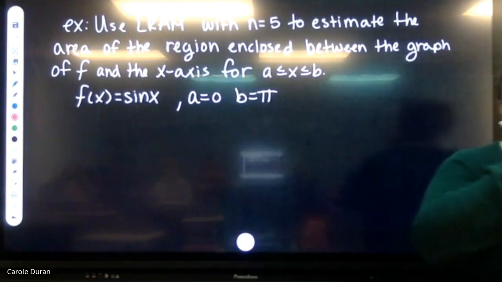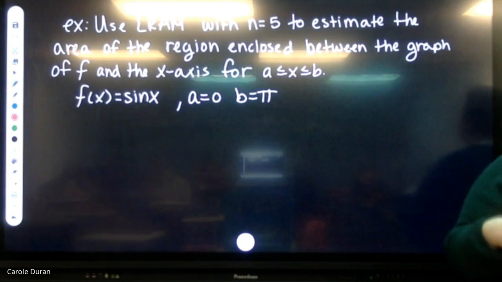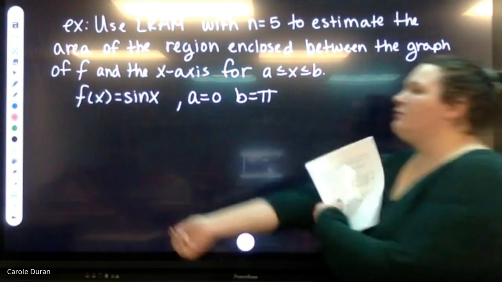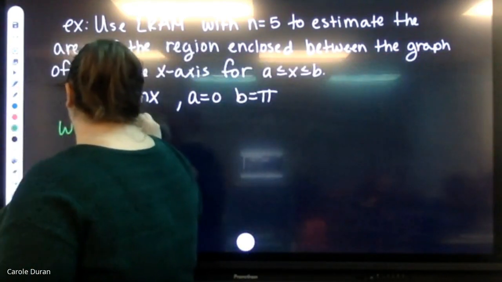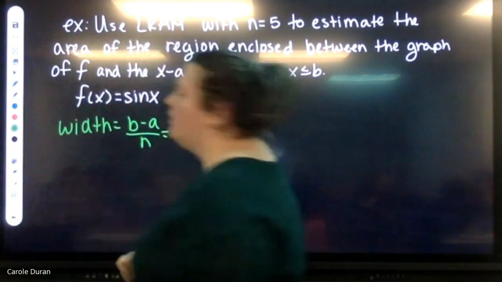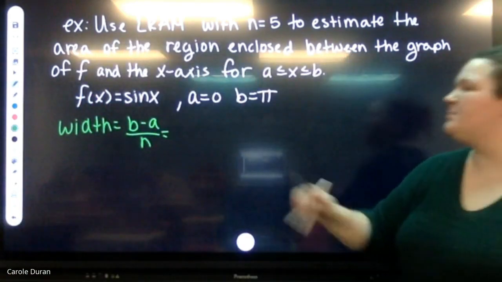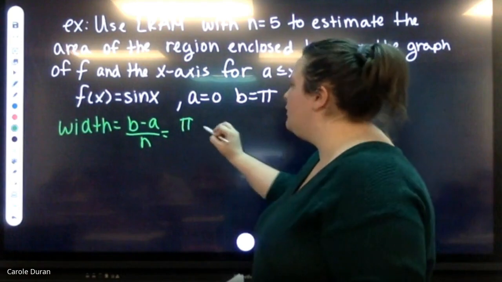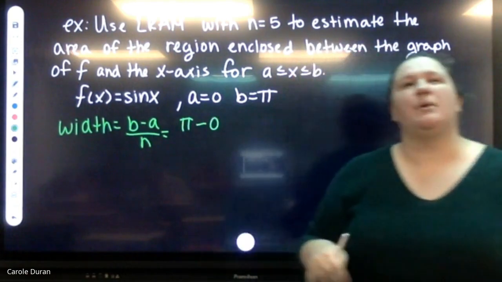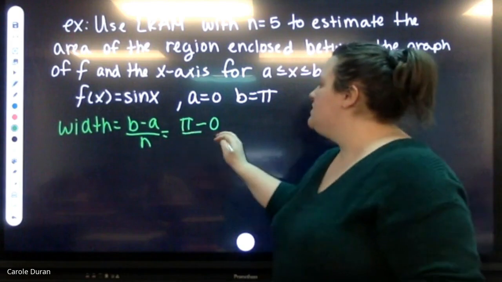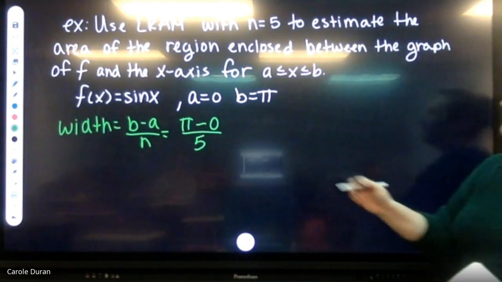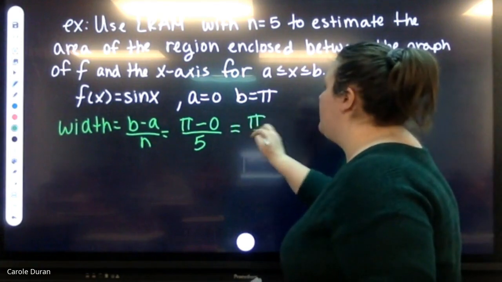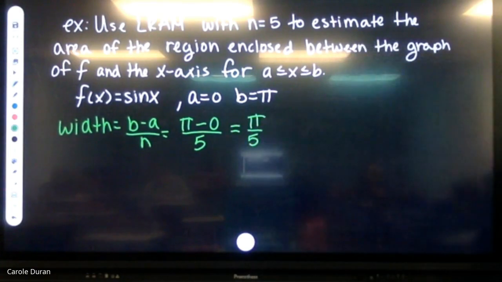Okay. So the first thing we need to do if we're not drawing a picture is determine the width of each of my intervals. Remember we identified before that my width is equal to b minus a over n. In this particular example, my b is pi because that's the rightmost part of my overall interval, minus 0, which is the leftmost part of my overall interval, divided by the number of subintervals I wanted, which is 5. So when I simplify it out, I get that my width is pi over 5. We're all okay with that.